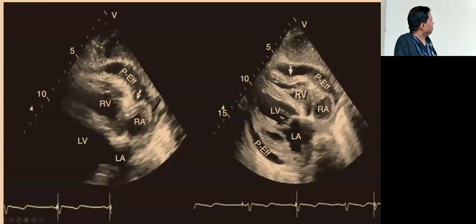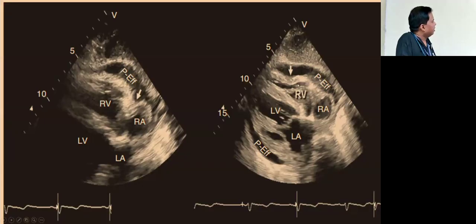So this is in a patient going into impending tamponade. This is the right atrium, this is the right ventricle, left atrium, left ventricle. Here we see the earliest finding in cardiac tamponade will be the indentation of the fluid into the RA. This happens actually in systole, early systole.